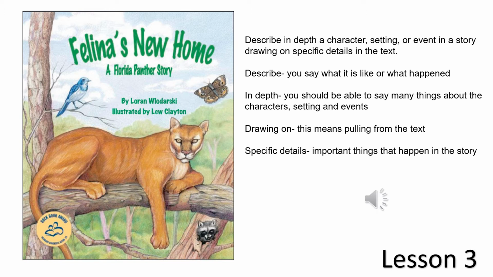When we say draw on, we don't mean physical drawing. We mean pulling information from the text or selecting sentences from the text that support your answer as to what the character is like. And you need to be specific in those details. When we say specific details, we're saying important things that happen in the story. So when you describe the character, you should be saying, the character is like this because this happened in the story.